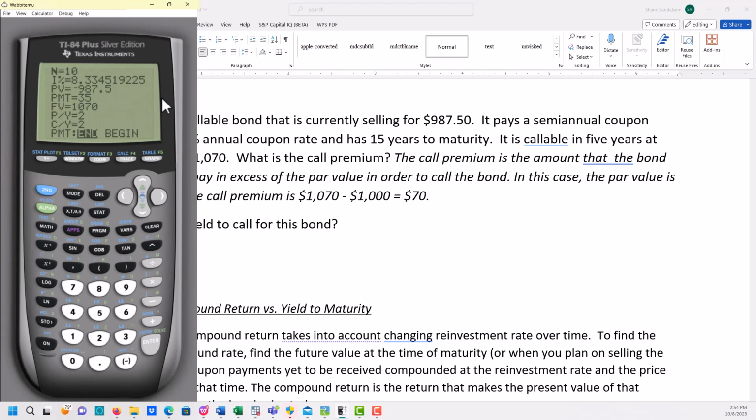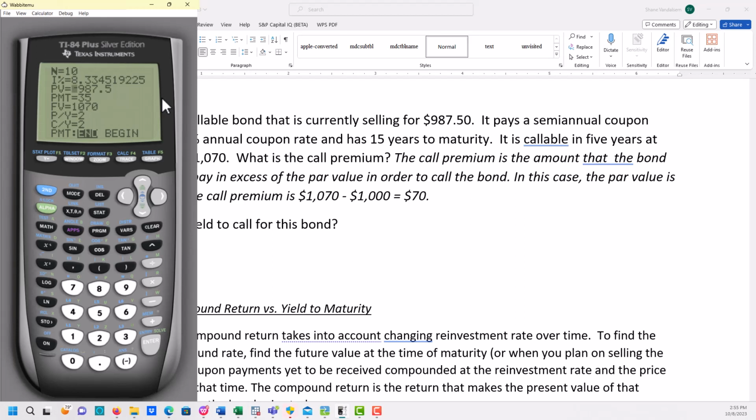Because that's what I'm going to receive from the bond issuer if they call the bond. So just to review, n is equal to 10 because it's callable in 5 years with 2 payments per year. So our number of periods is 10. Our interest rate is what we're looking for. We haven't solved for that yet, so ignore that 8.33. That was the answer to the last problem.